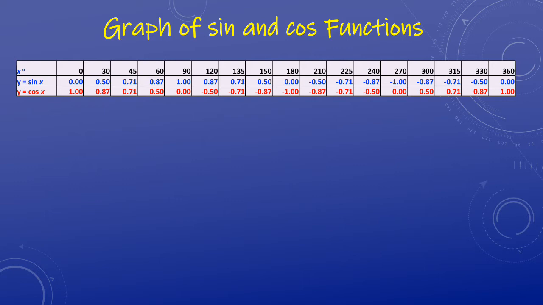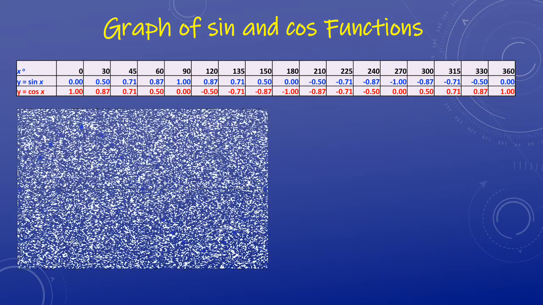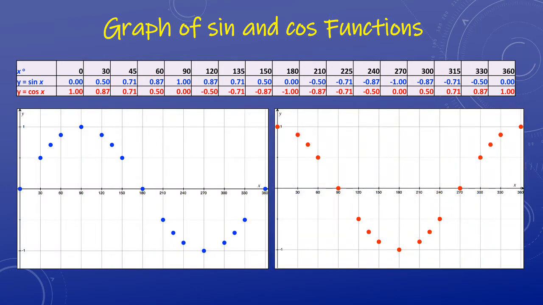Now, plot the points on the same graph. You may wish to plot them with 2 different color pens. These are the plots of the sine and cosine functions. The sine function in blue, the cosine function in red. Notice the sameness to them. The shape is pretty much the same.